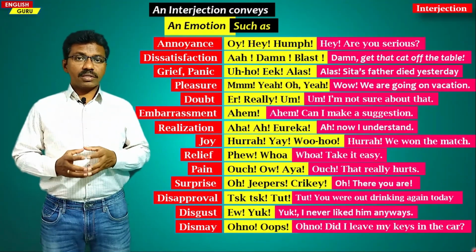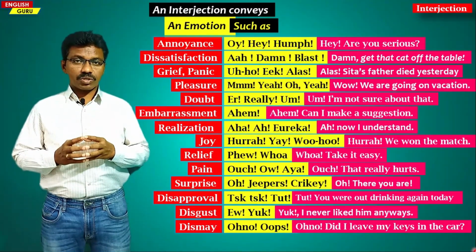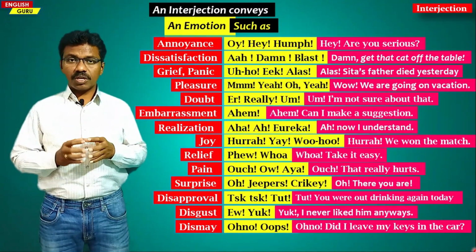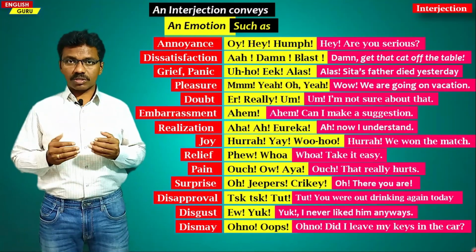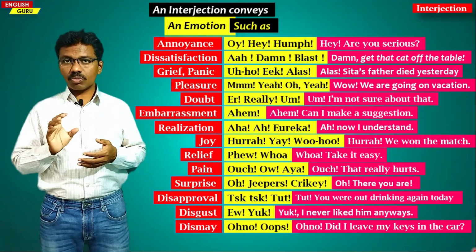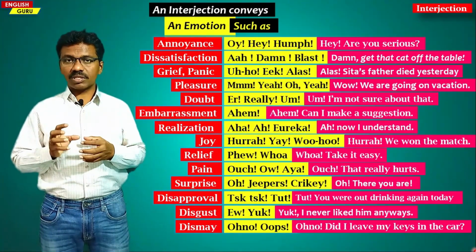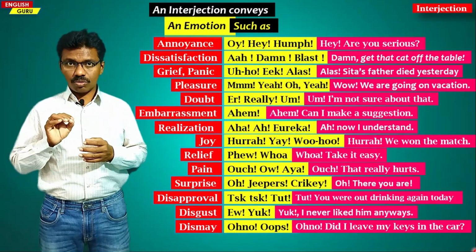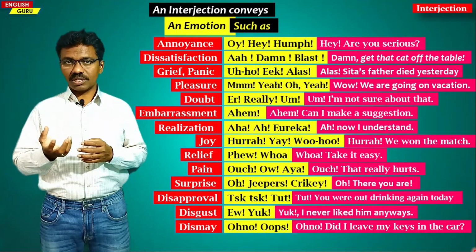So in this way there are many interjections, many sounds that we use normally in our speech to express our emotions or our feelings, to convey to other persons. When we use these sounds, they are mixed with emotion. So what happens when we use these sounds? These sounds mix our emotion with the sentence, then it becomes a beautiful sentence. So I hope this video helped you to understand interjections in a better manner.